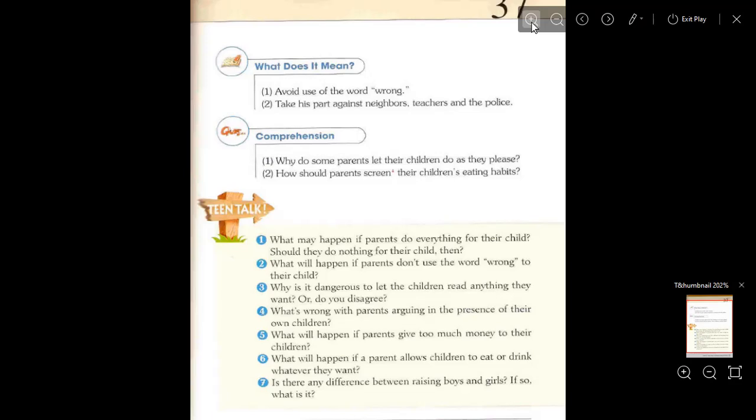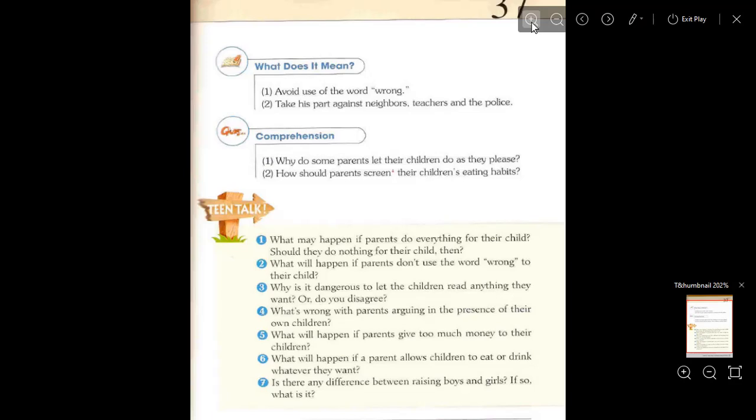And will it be good for the child or would it be bad for the child? It's bad for a child. Yeah, that's right. It will be a bad thing for the child, especially when he or she grows up in the future, right? Maybe good for only now. But in the future, it will not be good. So there's another question. Can you read again? Should they do nothing for their child then?